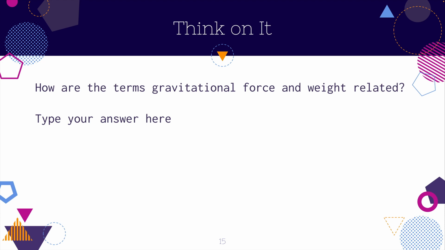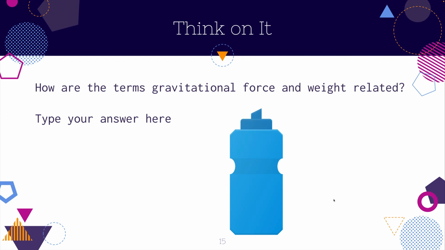Think on it. How are the terms gravitational force and weight related? Type your answer here. One potential answer is that gravitational force is responsible for weight to a certain extent, because an object has a mass or an amount of matter that makes it up. Let's be more concrete here. Let's say you have a water bottle on your desk. That water bottle has a certain amount of matter making it up. But remember, its weight can change based on where it is. Its mass won't change. So gravity is what gives that object weight, because without gravity, it just has a mass. But when we add gravity, pulling down on that mass, attracting that mass to itself, then that object has a weight.